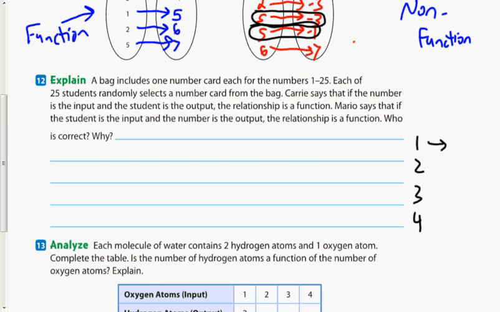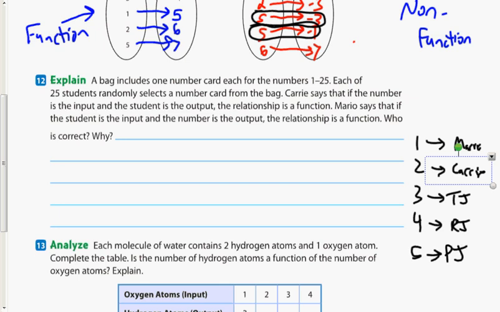Exactly. So you could say we have Mario, we have Carrie. Let's just make up some names here. Let's do TJ, RJ. Say 5 goes to PJ. I'm just coming up with names that are really short. But the point is, every number could go to one different student because there's 25 numbers and 25 students. And each number goes to one student, so it's all going to be 1-to-1. Now, if you reversed it and you said the names go to the numbers. Let's just say Mario is the input and output would be 1. Let's say Carrie is the input and the output is 2.